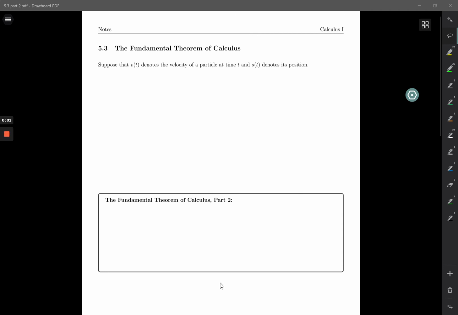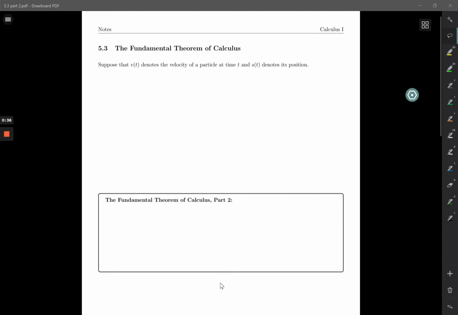Okay, so we are finishing up section 5.3. And so today we're going to be talking about the second part of the fundamental theorem of calculus, which is just called the fundamental theorem of calculus part 2. And this is the part that you're going to use more often, and that is probably more useful. And we'll see that we can use this to compute definite integrals in a way that is not so tedious and long as what we've been doing.